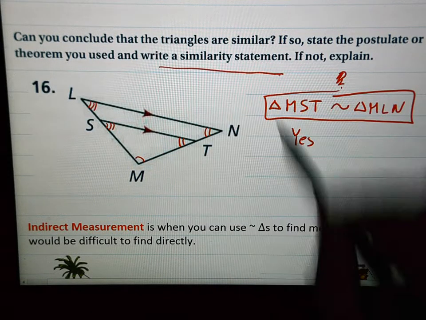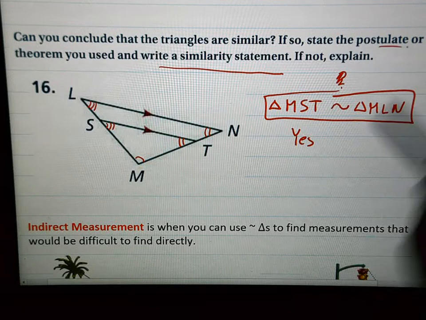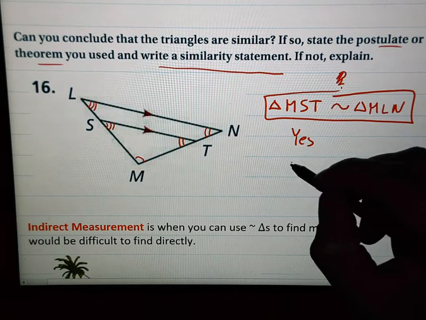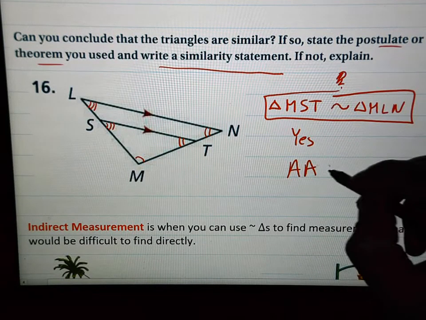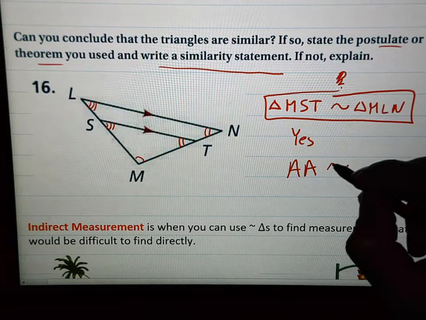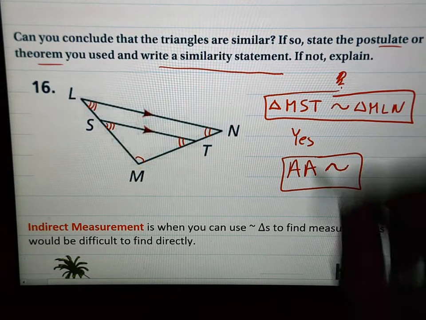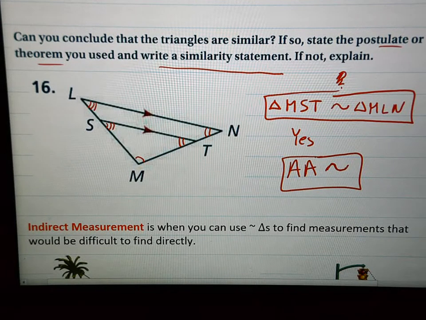Write a similarity statement. We did. State the postulate or theorem I used. I used angle-angle similarity. Don't forget that little symbol as I talked about earlier. Got it? Perfect. I'm going to pause this video because I feel like the bell's going to ring here.